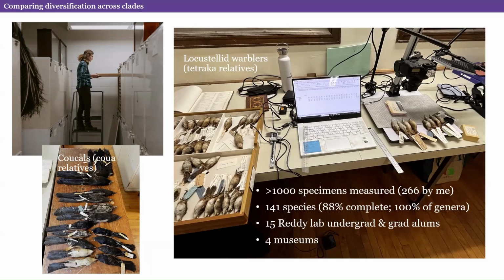But really, I think, only scratch the surface of what we would ultimately love to do with this data set that we've collected. But I'll talk about some of those results today.